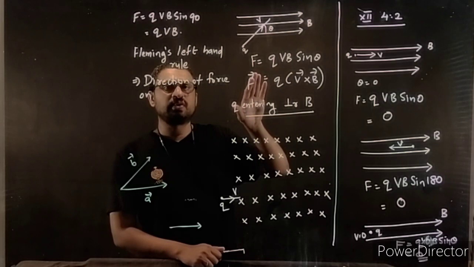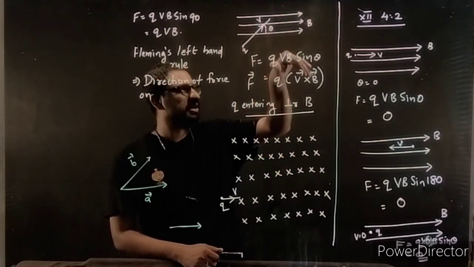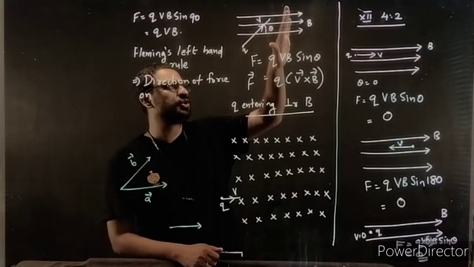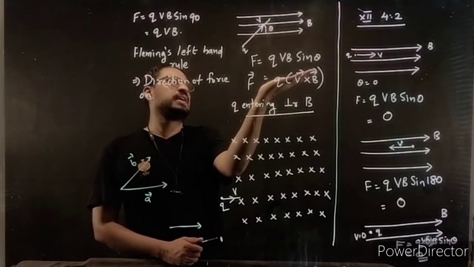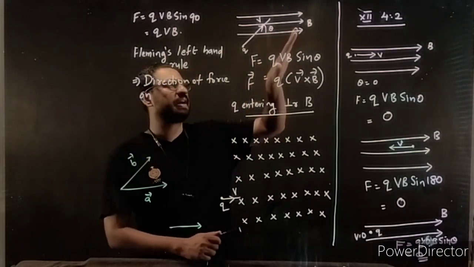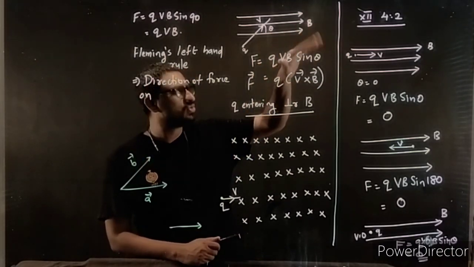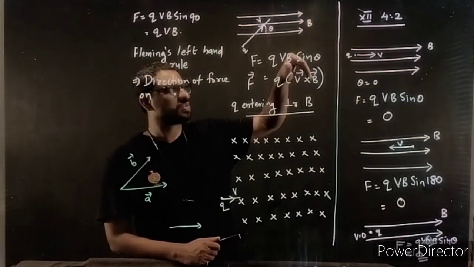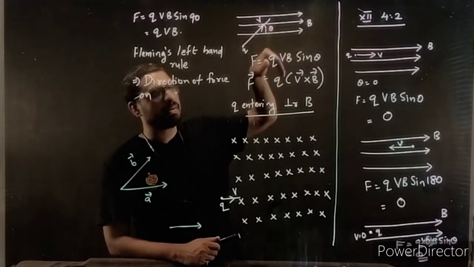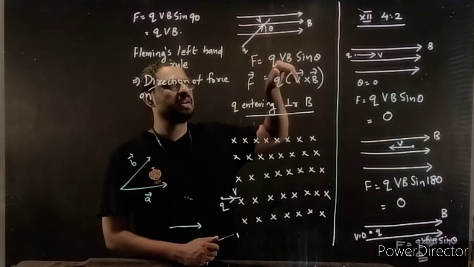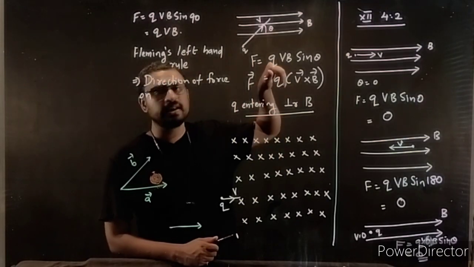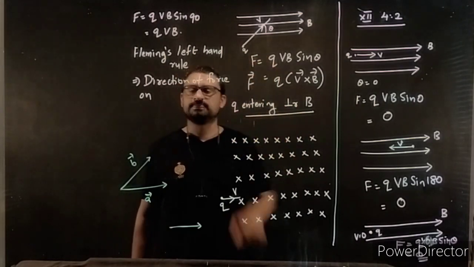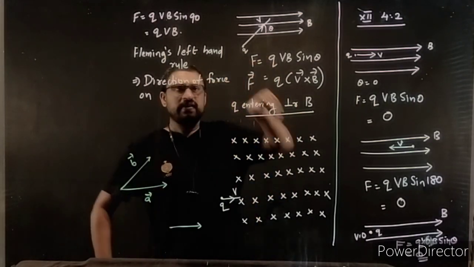Okay. So I have to curl the fingers from what? V to B. So this is direction of V and this is direction of B. I cannot curl my fingers V to B like this. I have to place my fingers like this to curl it from V to B. So that is the direction of V cross B, and it is acting into the plane of the board. So the magnetic force will be acting into the plane of the board. Or I can say it is away from me. That's the best thing. It is away from me.